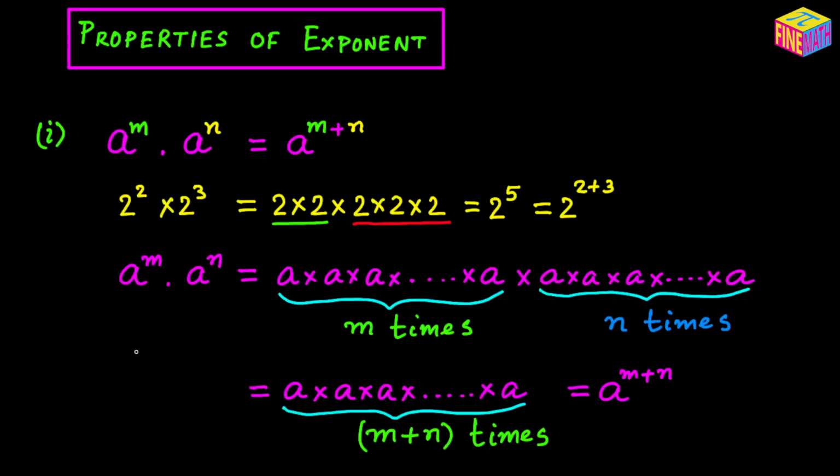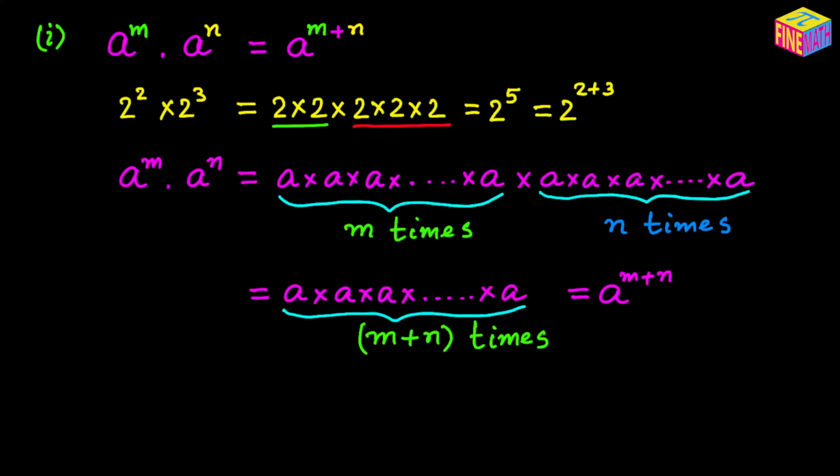So a to the power m times a to the power n is actually a to the power m plus n. So let's take an example. Say suppose we have a to the power 6 times a to the power 7, and this will become a to the power 6 plus 7, which is equal to a to the power 13.